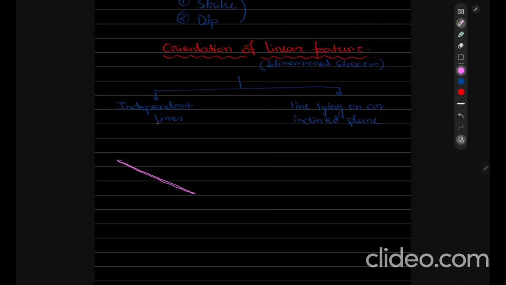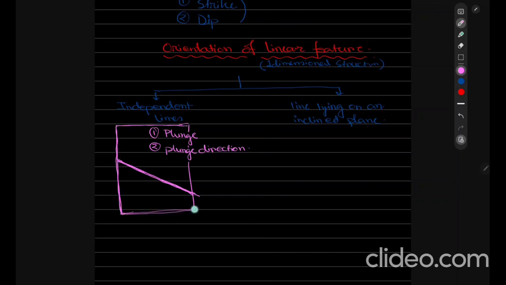तो तब हम यूज़ करेंगे a method that is called plunge and the plunge direction. व्हाट इज प्लंज? अगर ये मेरा एक लाइन हुआ तो इस लाइन को लेकर एक प्लेन हम लोग इमेजिनरी बनाएंगे. इस प्लेन में ये लाइन हुआ, the line is lying in this plane, that is a vertical plane.